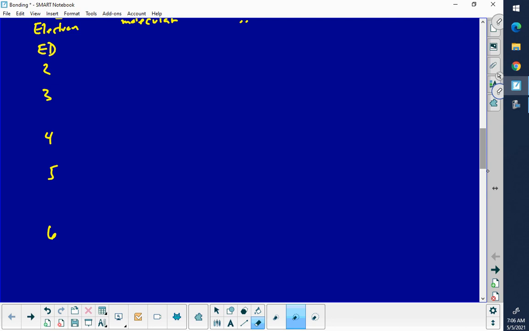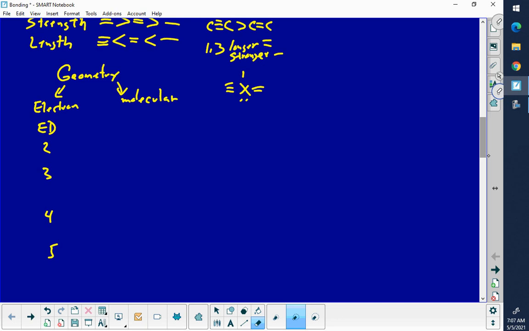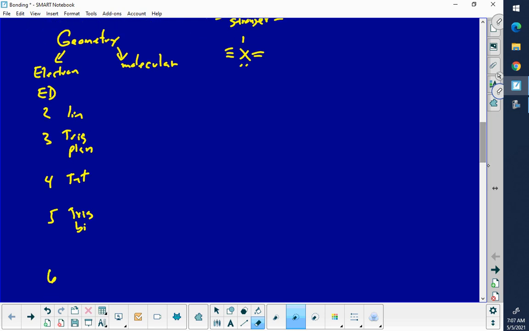What are the shapes of my electron domains? Well, when it's 2, it's linear. When it's 3, it's trigonal planar. When it's 4, it's tetrahedral. When it's 5, it's what? Trigonal bipyramidal. And if it's 6, it is octahedral. So those are my electron domain geometries. Only answer this if they ask for electron domain geometries. If they don't, ignore it.